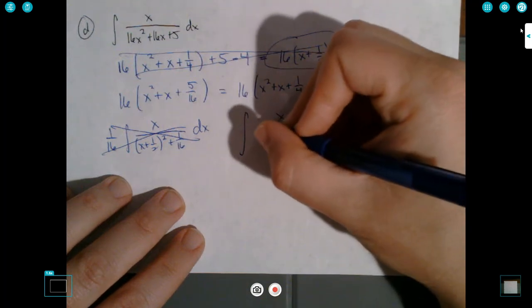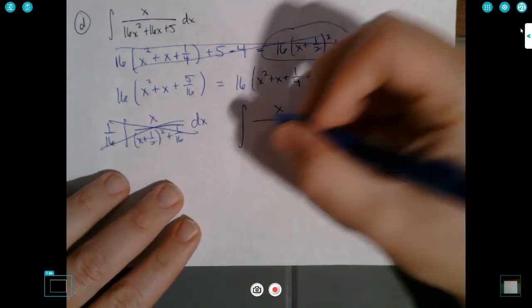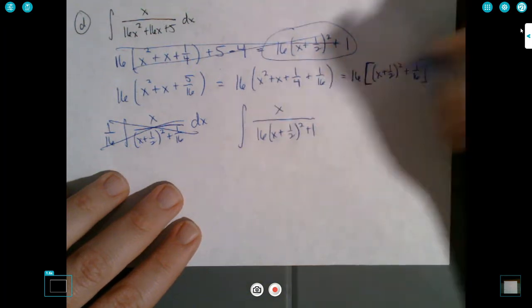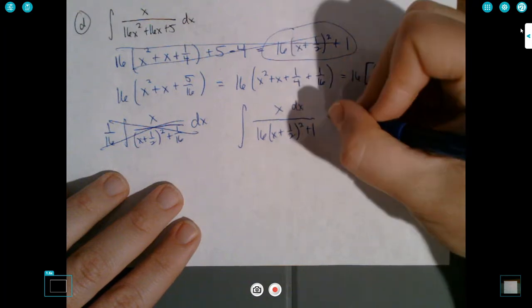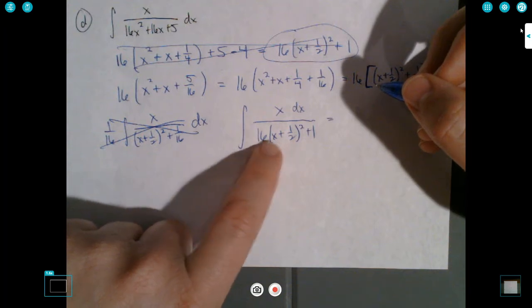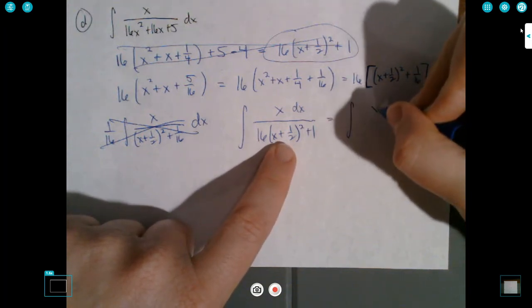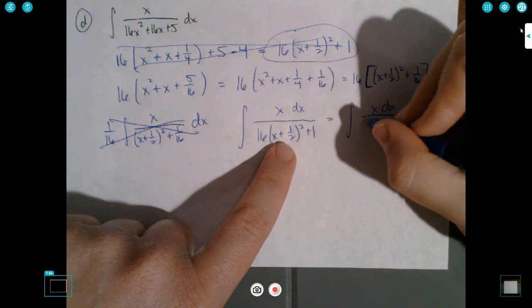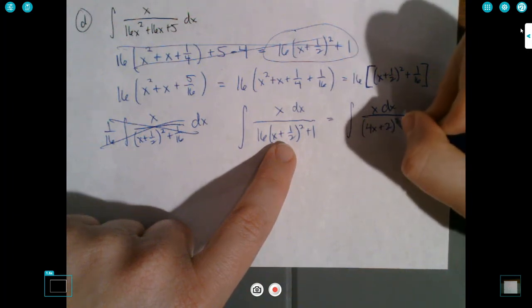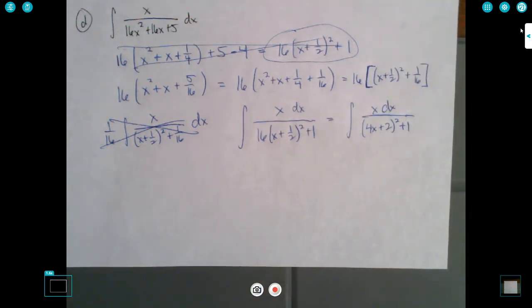Bear with me, guys. So I've got 16 times x plus 1/2 squared plus 1 dx. And in fact, I can put that 16 in there. 16 is 4 squared, right? So really I'm going to call this x dx over 4x plus 2 squared plus 1. Okay, that'll work great.